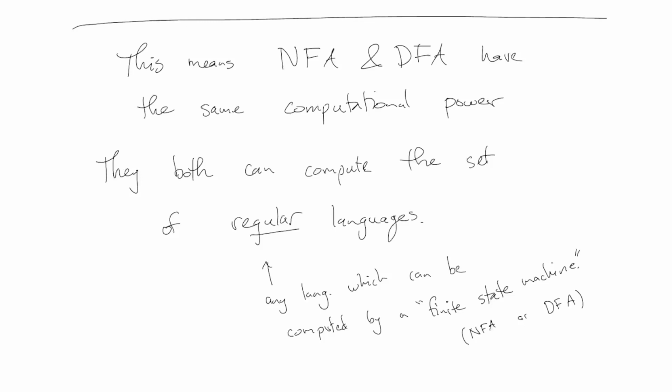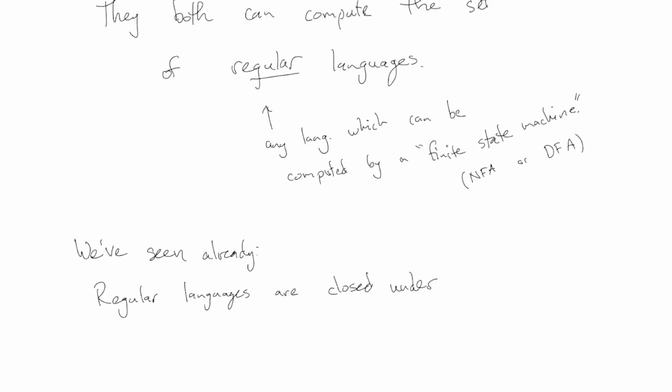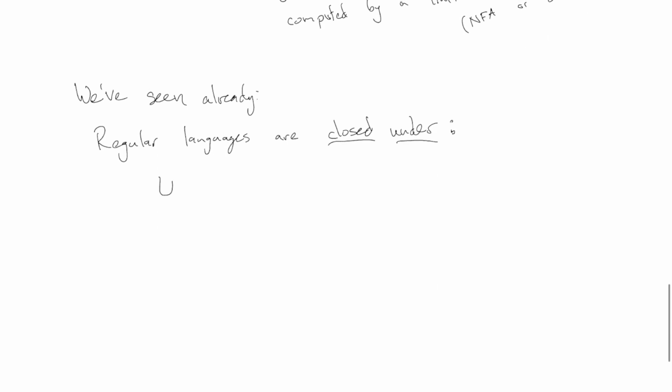All right, can I say one abstract fact that this means? We've seen already that regular languages are closed under, I'll just remind you of this fact. Remember, closed under means if you take two regular languages and combine them in some way, the result is also a regular language. They are closed under union and intersection. And also complements.